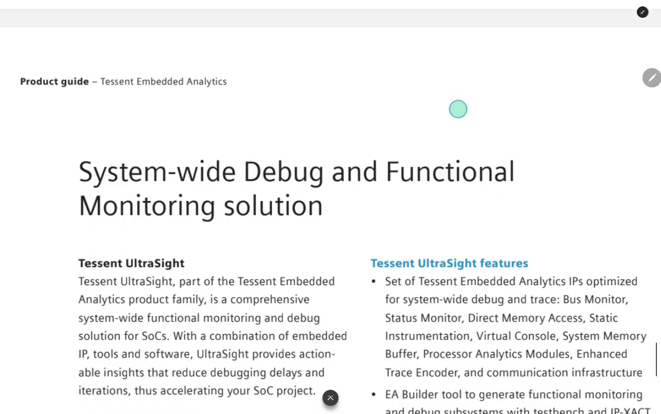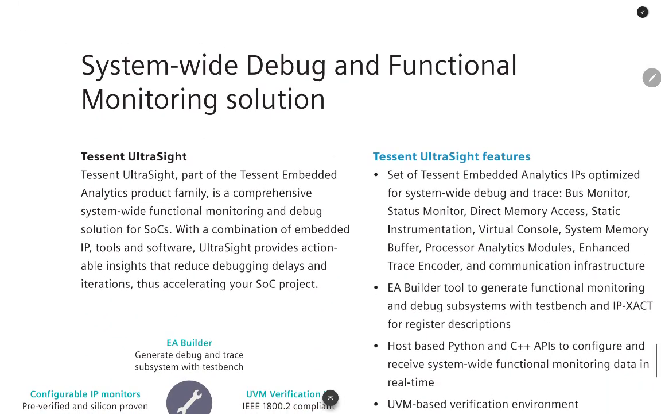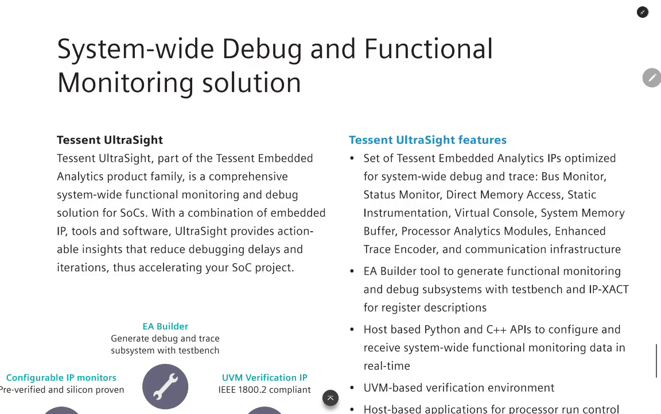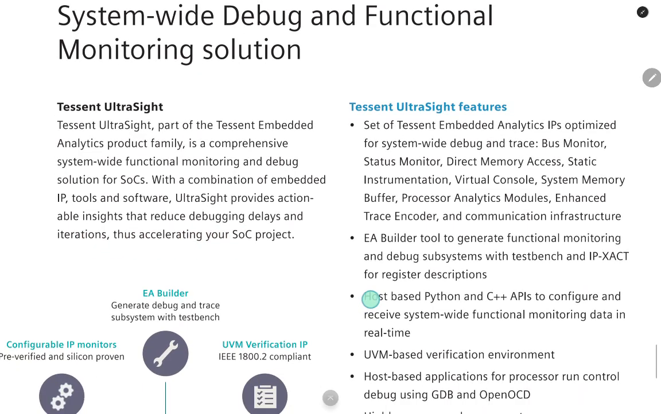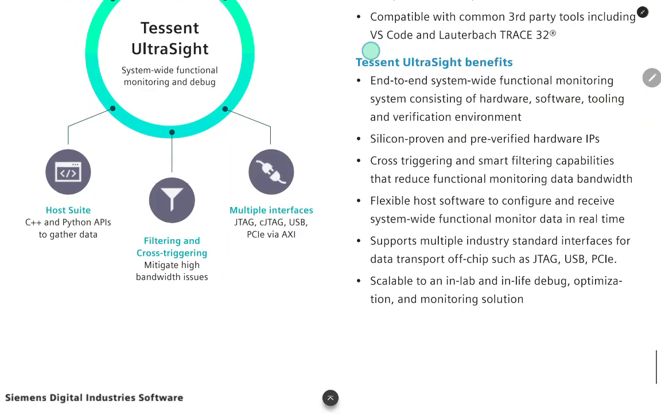UltraSight 5. System-wide debug and functional monitoring solutions. Tessent UltraSight is part of the Tessent Embedded Analytics product family. It's a comprehensive system-wide functional monitoring and debug solution for SoCs with a combination of embedded IP, tools, and software. UltraSight provides actionable insight and reduces debugging delays and iterations, thus accelerating your SoC project. This is the figure.